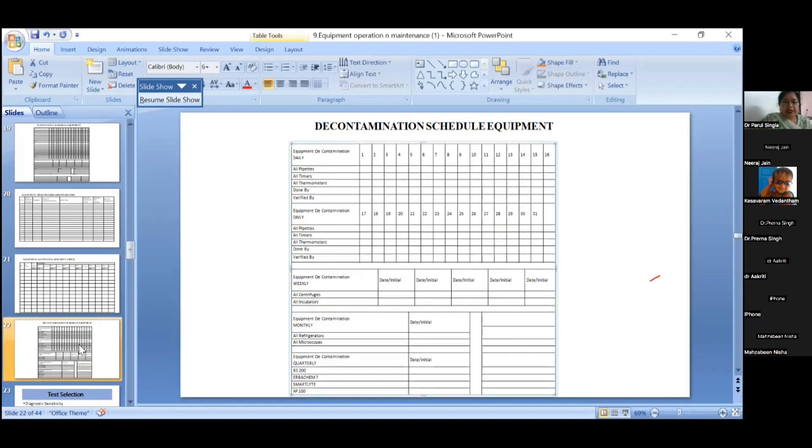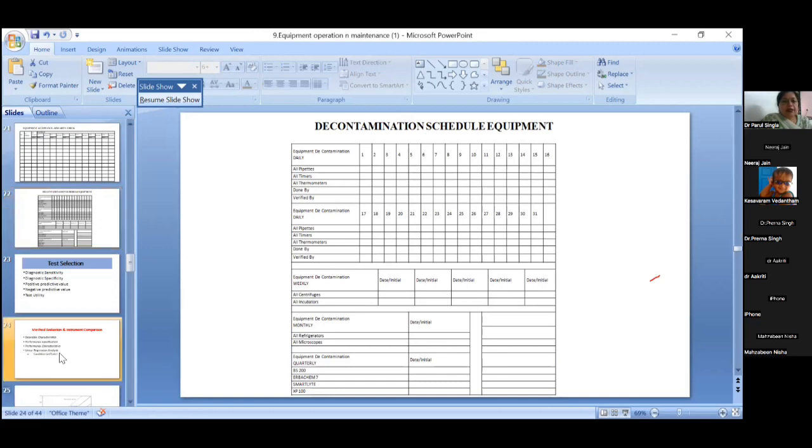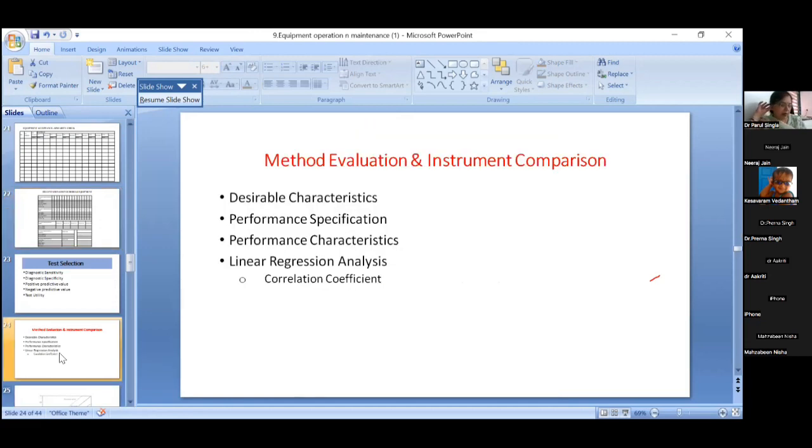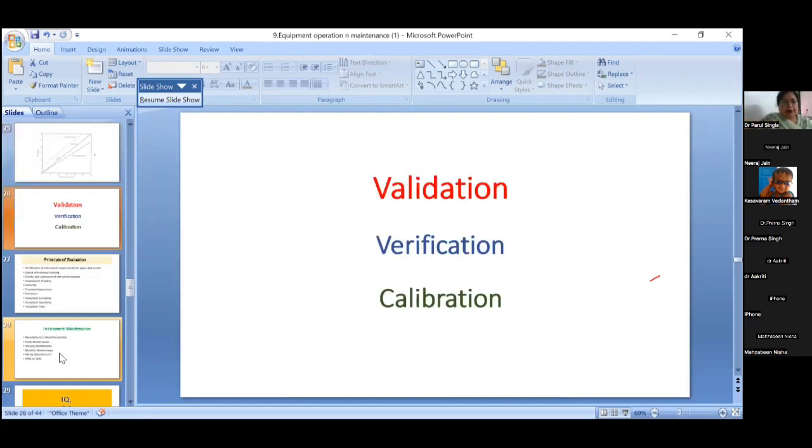Now next is method selection and instrument comparison. Now we have the equipment, we have to select the method, but we need to verify what the desirable characteristics should be, what the performance specifications should be, what the performance characteristics or linear regression analysis we need to incorporate.